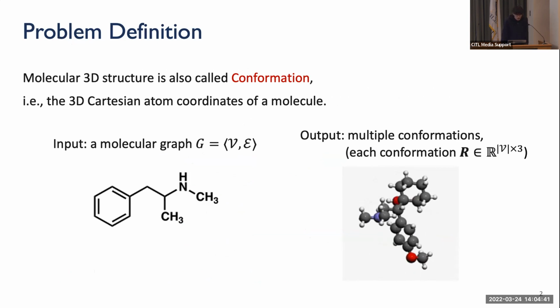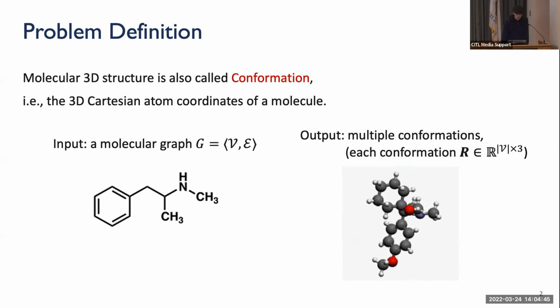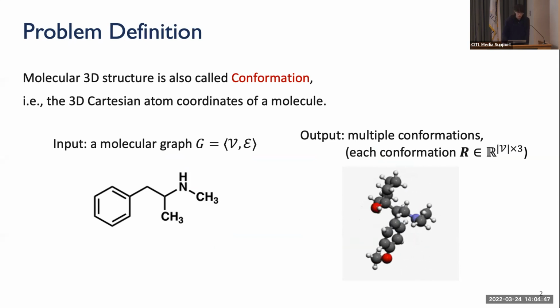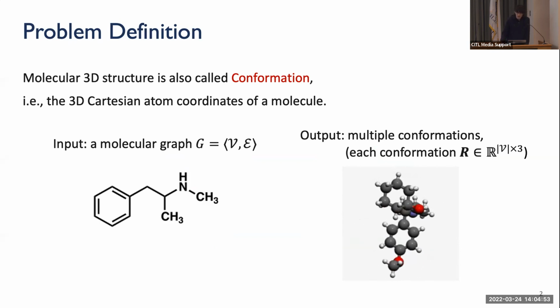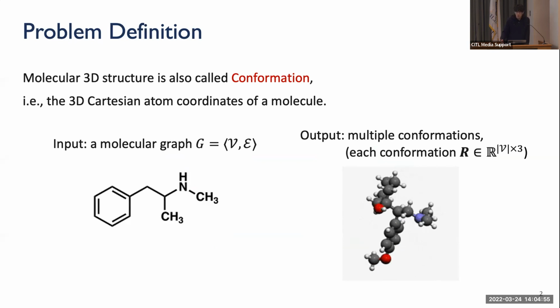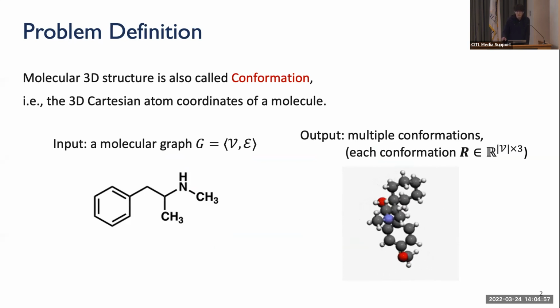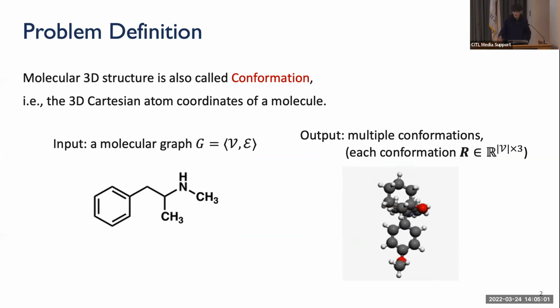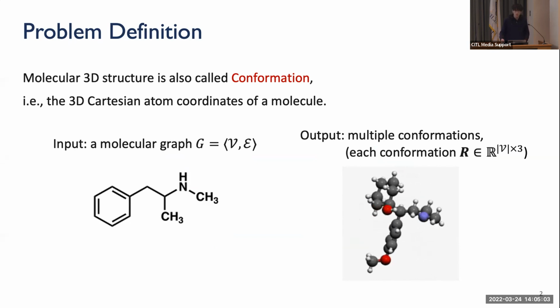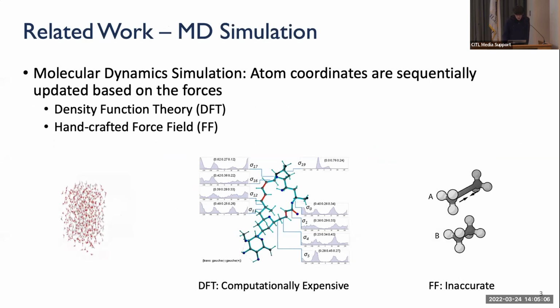Formally, a molecular 3D structure is also called the conformation. It's the 3D Cartesian atom coordinates of the molecule. And our model will be given a molecular 2D graph, and it needs to predict multiple conformations because for each given molecular 2D graph, there usually exist multiple stable conformations which have a low energy.